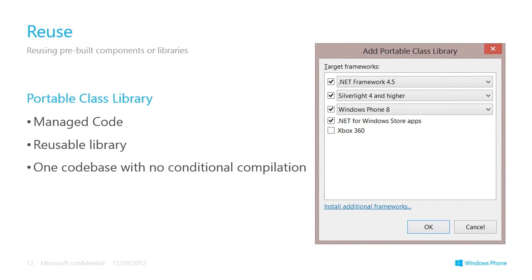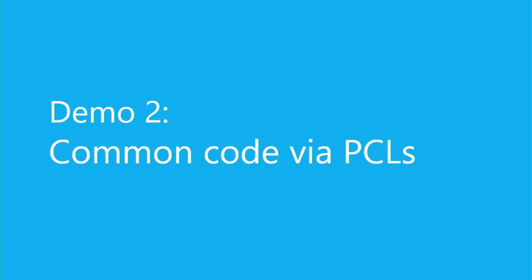So let's have a look at portable class libraries. These are managed code. They are reusable libraries, and it's this one code base with no conditional compilation. So everything you code into this is compiled once, and the executable that comes out of that, the DLL, that is the compiled output of that, can be referenced directly from both a Windows Phone project and a Windows 8 project. So let's have a quick look at an example of that.